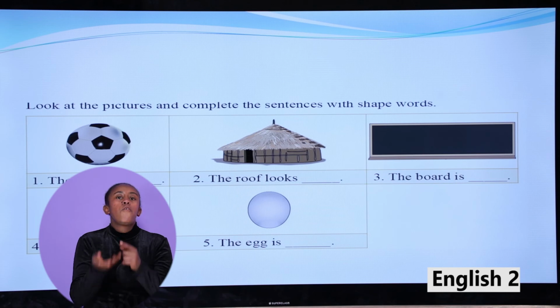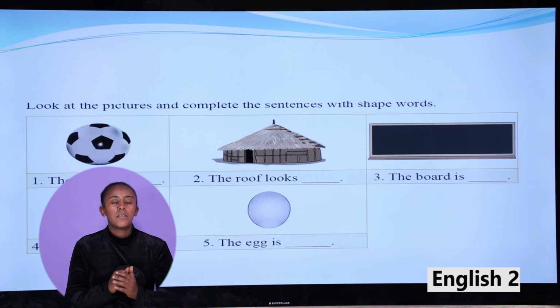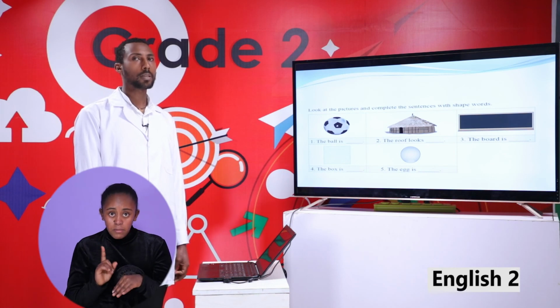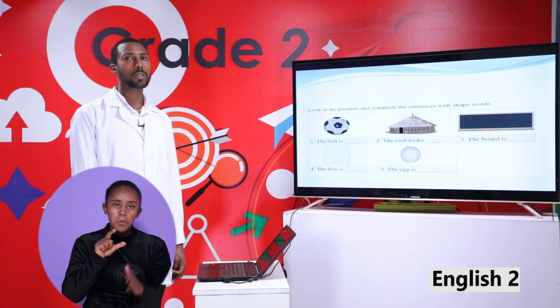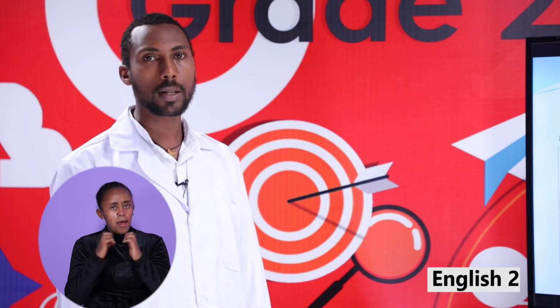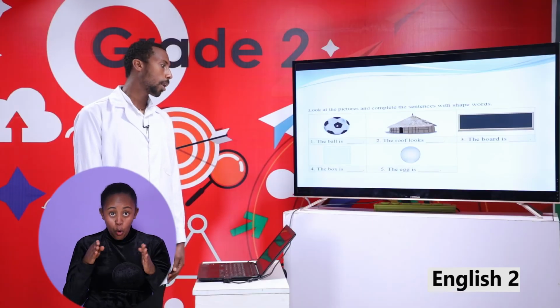Let us go to the fourth question, students. The fourth question says the box is dash. So what will be the answer for this question? I give you 10 seconds for this question. Excellent, student. The answer is what? Square. Because the box has a square shape.